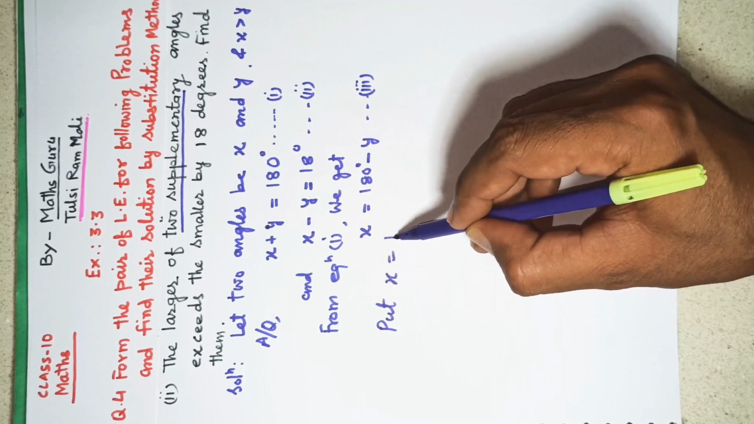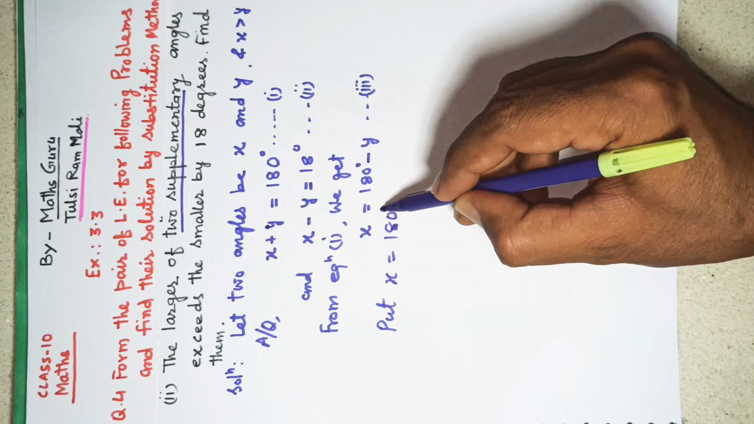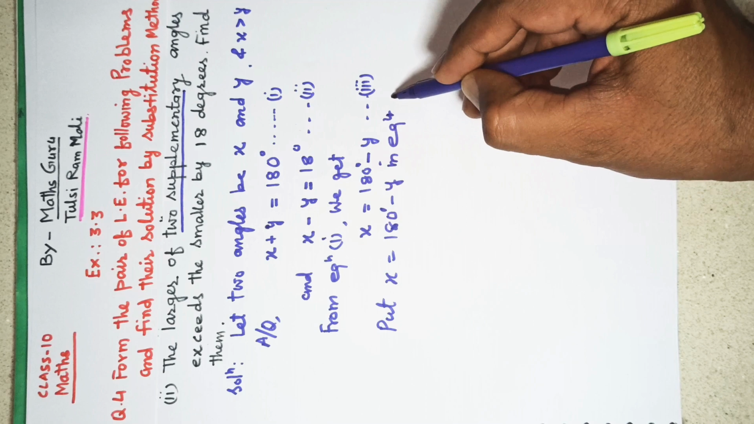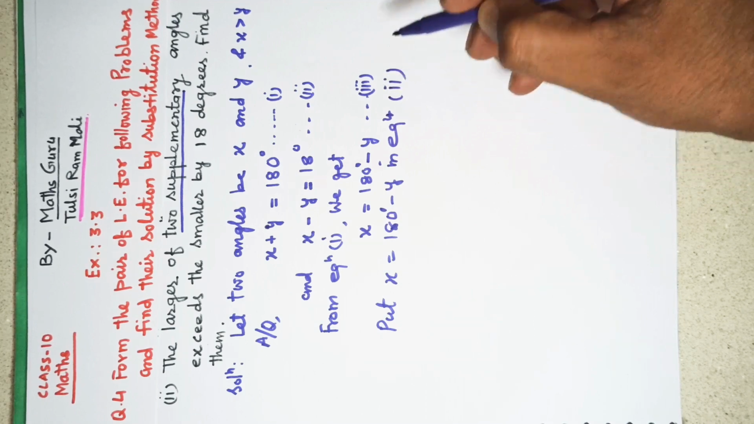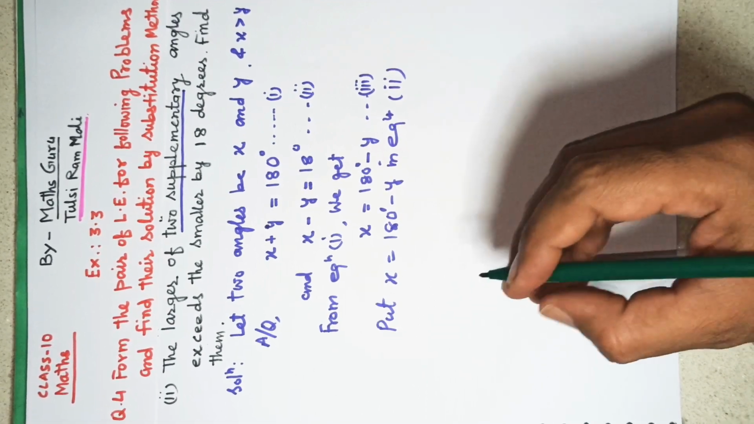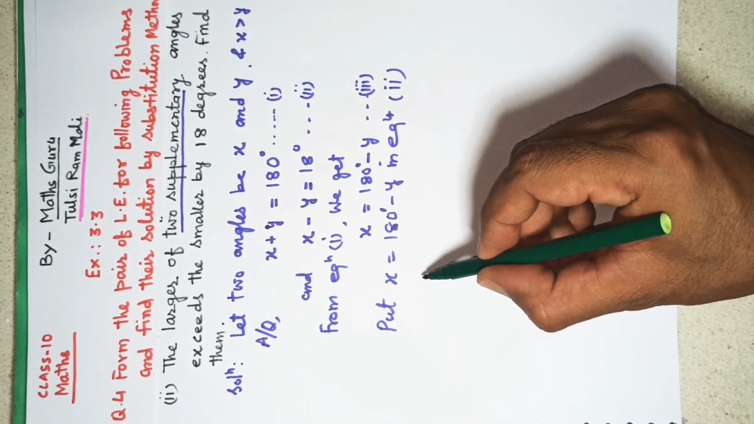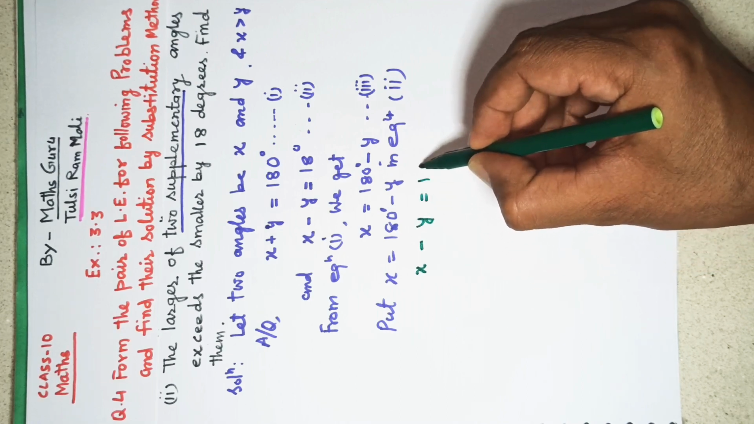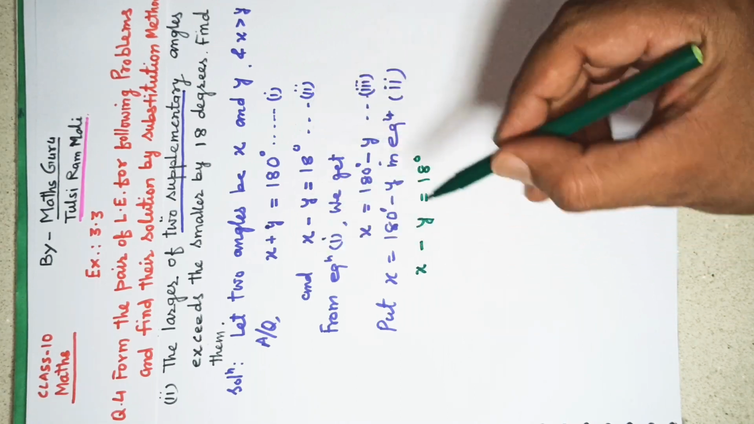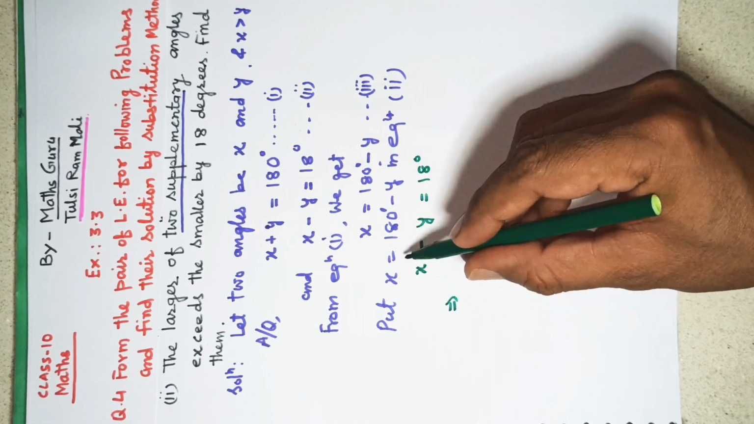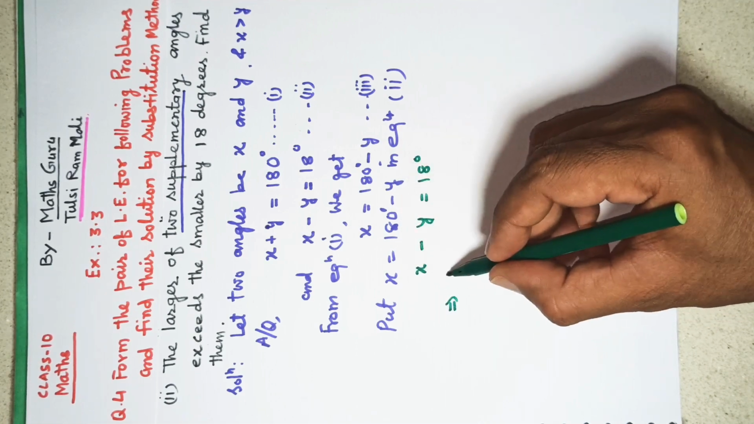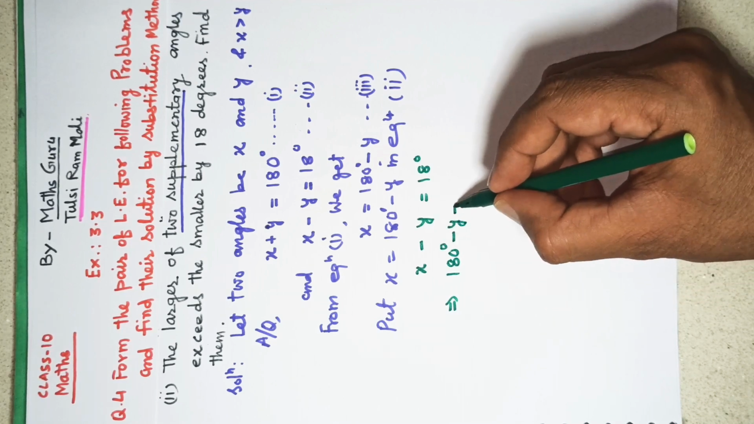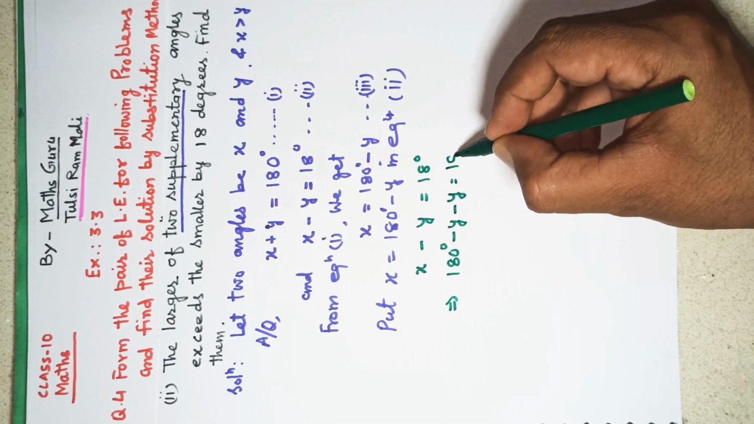Now put x is equal to 180 degrees minus y in equation number second. Clear? Here equation number 2 is x minus y is equal to 18 degrees. Put the value of x. X is 180 degrees minus y. Put here 180 degrees minus y and also minus y is equal to 18 degrees.